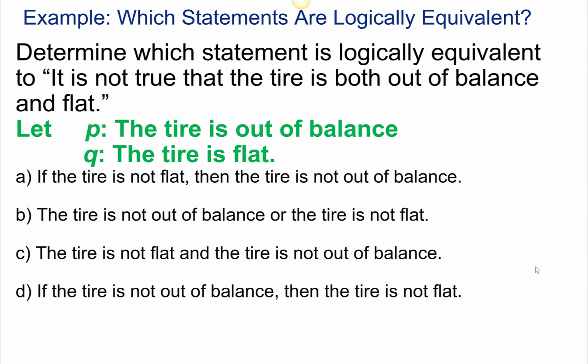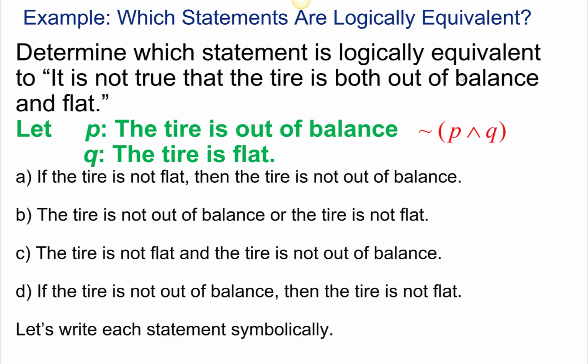Determine which statement is logically equivalent to, it is not true that the tire is both out of balance and flat. So we're going to let P be the tire is out of balance, and Q be the tire is flat. And we want to write the original statement symbolically, and it's going to be written this way. It is not true that, and then in parentheses, the tire is both, so that means an and, out of balance and flat.